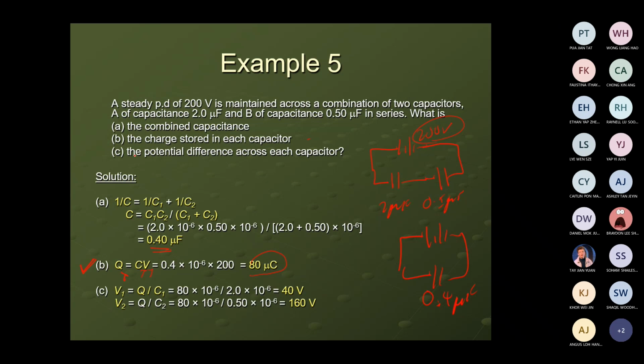So then, what is the potential difference across each capacitor? That means asking for V1 and V2. So V1 is Q over C1, right? The charge on one of the capacitors divided by the capacitance. But the charge for both is the same, right? Because in series, the charge is 80 microcoulomb. Each capacitor stores 80 microcoulomb of charge, and the total is also 80, right? So V1 should be Q over C1, so 80 times 10 to the power -6 divided by the capacitance of the first capacitor.